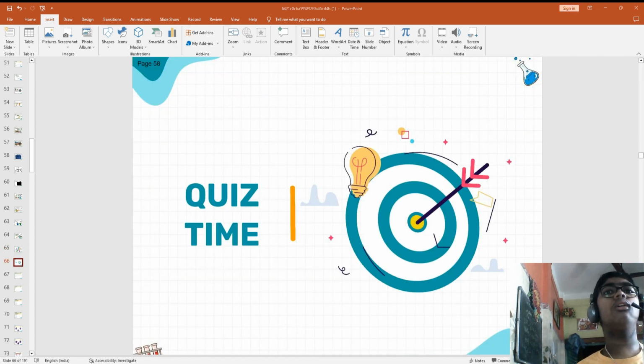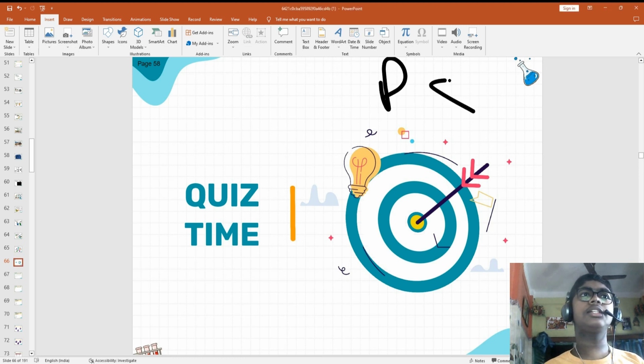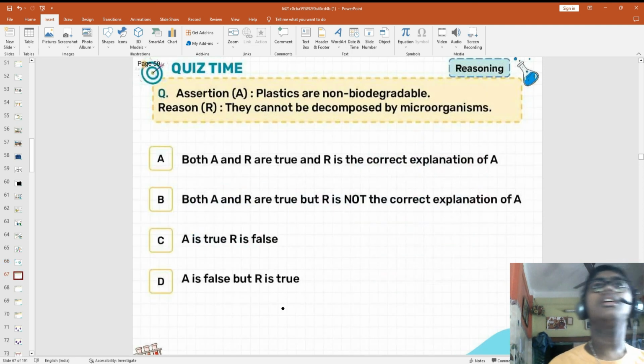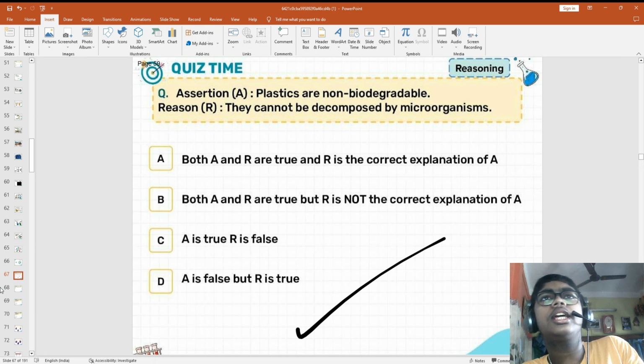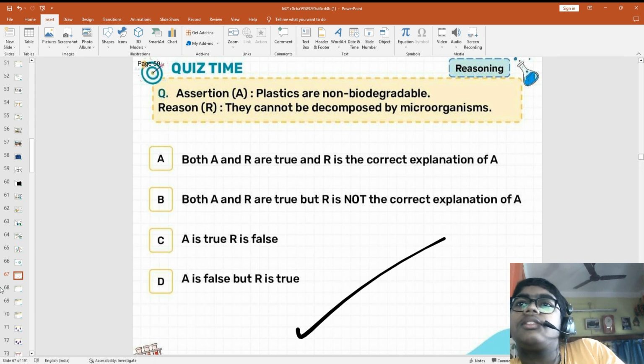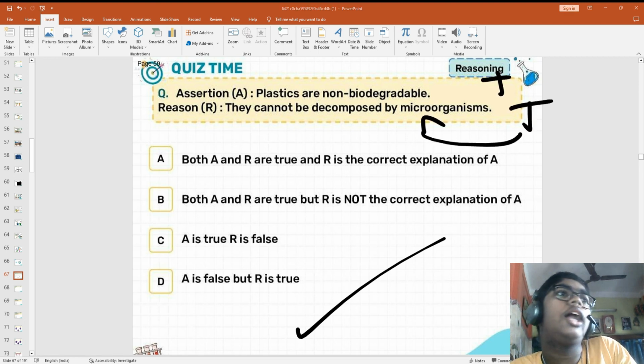So let's go to the quiz time. Okay, let's go to the quiz time about the plastics and environment. Chalo. Plastics are non-biodegradable. The reason is they cannot be decomposed by microorganisms. So here you can see this is true and this is true and this is also the correct explanation, isn't it?